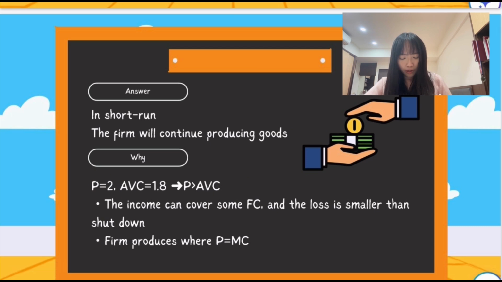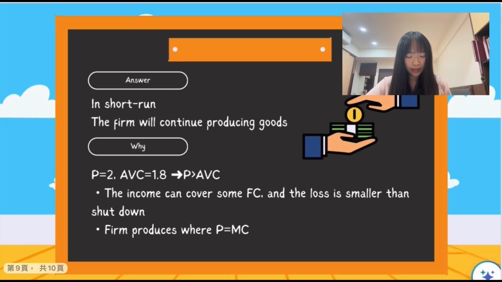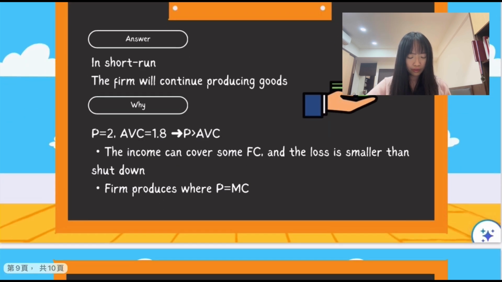Average variable cost is 1.8, and we can know that the price is greater than average variable cost in the short run. In these circumstances, the income can cover some fixed cost, and the loss is smaller than shutdown. And the firm will produce the quantity where price equals marginal cost.